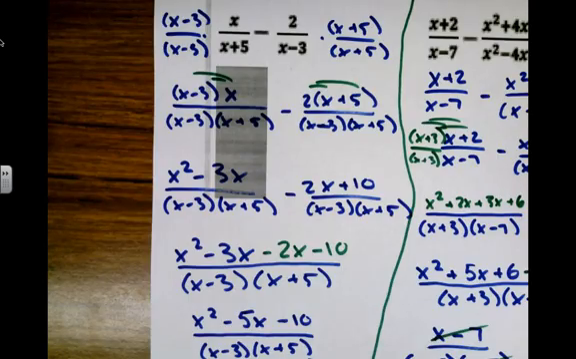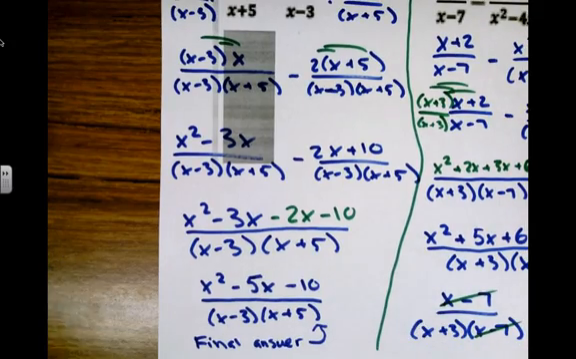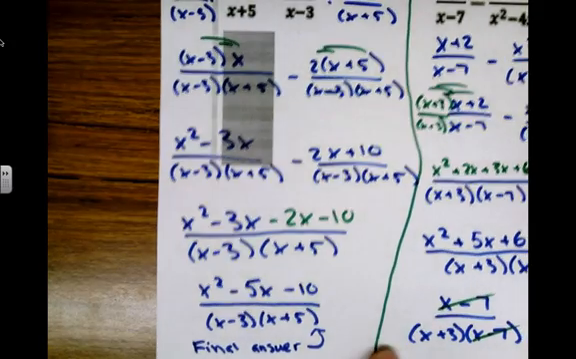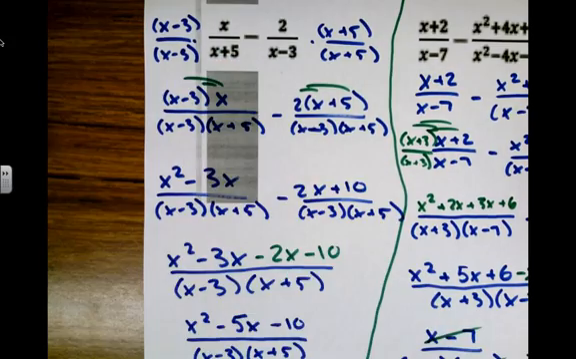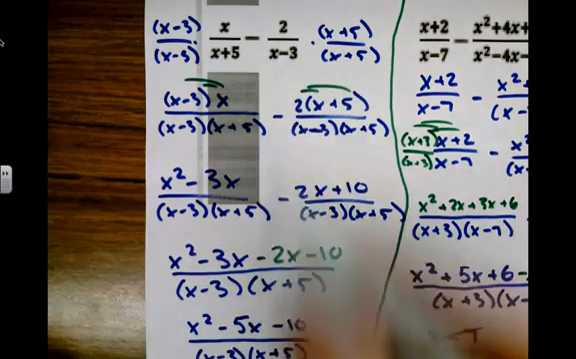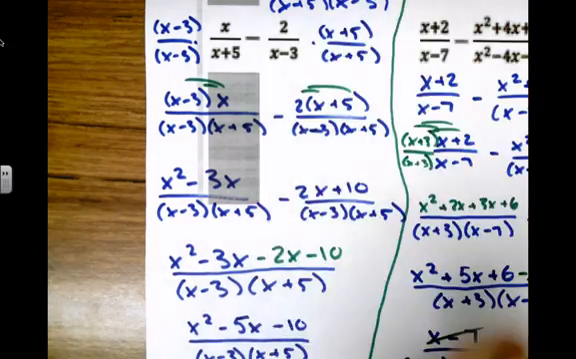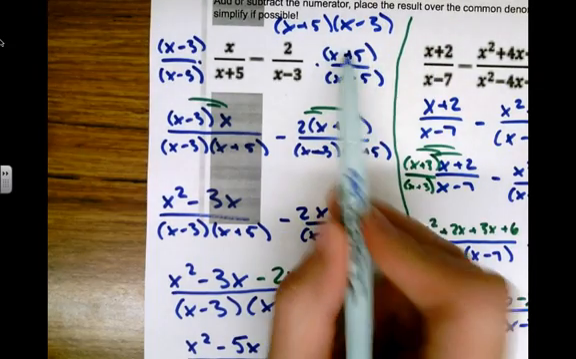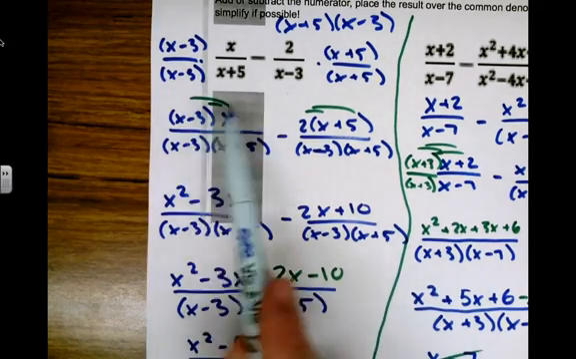Alright, so let's look at these one by one. Our answer to the first one should have ended up being x squared minus 5x minus 10 over x minus 3 times x plus 5. If we look at all of our work, again, here I have x plus 5, and over here I have x minus 3. So what that means is my LCD is going to be x plus 5 times x minus 3. So I need to create that on both sides. Over here I'd have to multiply by x plus 5 over x plus 5. Over here I have to multiply by x minus 3 over x minus 3. And that's what I kind of go through and do.